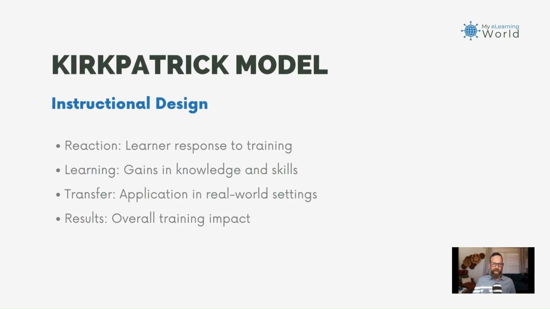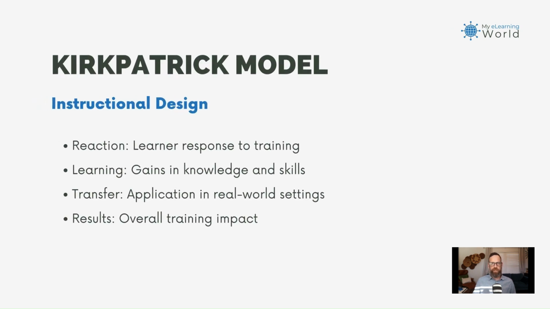Then we have the Kirkpatrick model. This model evaluates training effectiveness across four levels. We have reaction, learning, transfer, and results. It helps us to understand how learners respond to training, the knowledge they gain along the way, how they apply this knowledge that they gained, and the overall impact of the training program.